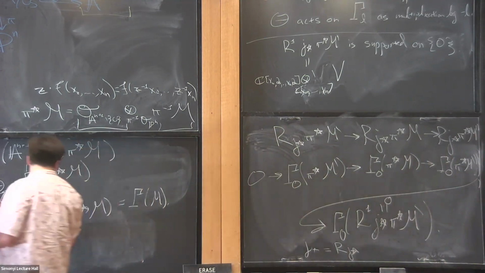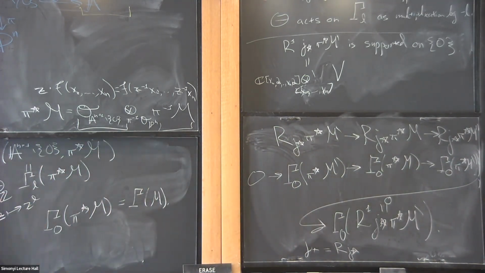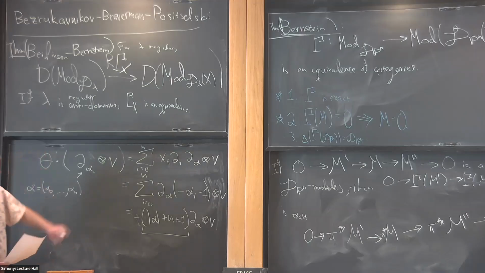But that short exact sequence, as we already said, was exactly the thing we were trying to prove was a short exact sequence. So in the end, it's this kind of magic property of the Euler vector field that saves the day and helps us prove that gamma is an exact functor. Are there any questions about that?